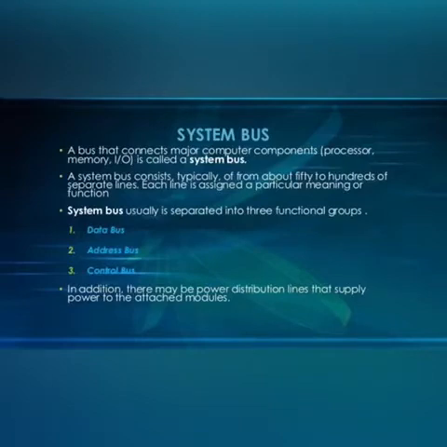Firstly, a bus that connects major components of the computer, processor and memory, is called a system bus. A system bus consists typically of about 50 to hundreds of separate lines. Each line is assigned a particular meaning or function. The system bus is usually separated into three different functional groups: number 1, the data bus; second, the address bus; third, the control bus. In addition, there may be power distribution lines that supply power to the attached modules.